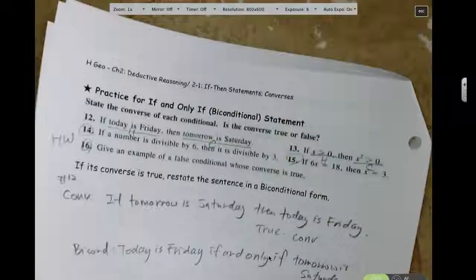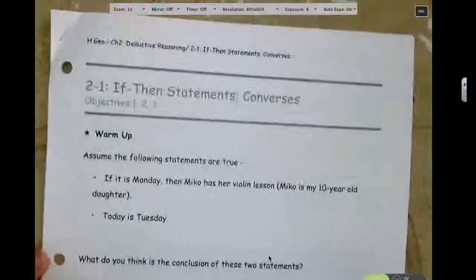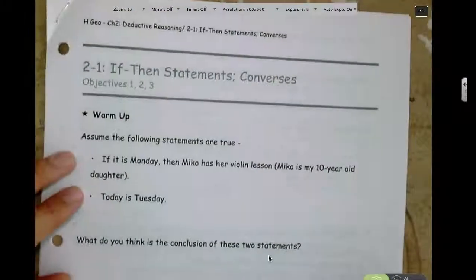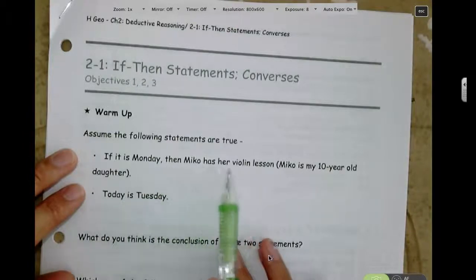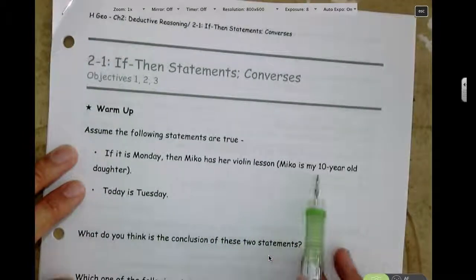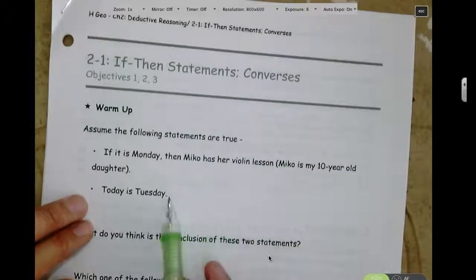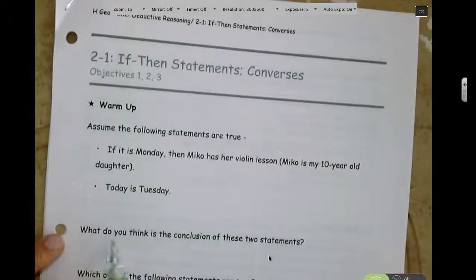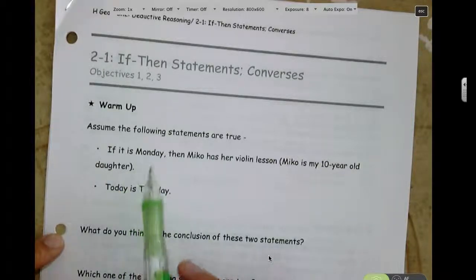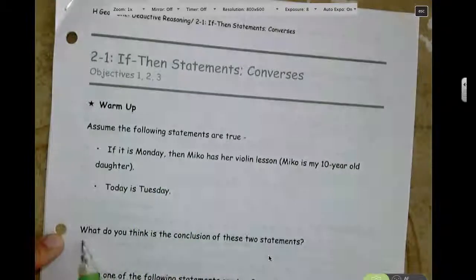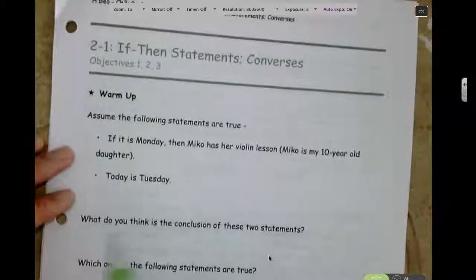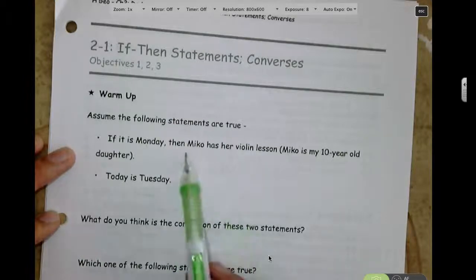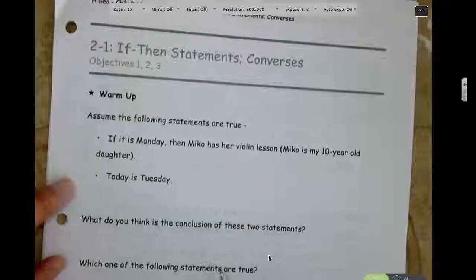Okay, and I want to go back to the front. So here is a conditional that I wrote, and these are true statements. If it is Monday, then Miko has her violin lesson. Miko is my 10-year-old daughter. And today is Tuesday. I want you to think about what you think is the conclusion of these two statements. Both of these statements are true. And let's assume we are doing it on Tuesday. What can you conclude from these two statements? I want you to think about that, and we talk about this in the class.